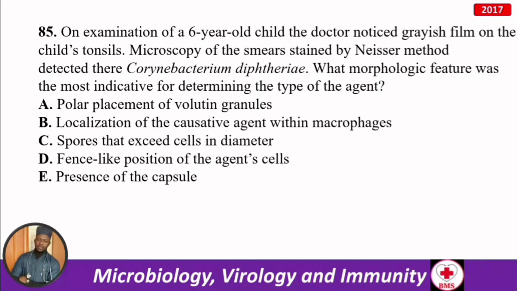On examination of a 6-year-old child, the doctor noticed grayish film on the child's tonsils. Microscopy of the smears stained by Neisser's method detected the Corynebacterium diphtheriae. What morphologic feature was the most indicative for determining the type of agent? Right, so Corynebacterium diphtheriae is known for what? Volutin granules on the poles, right? Volutin granules.